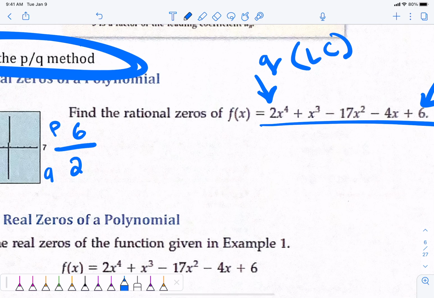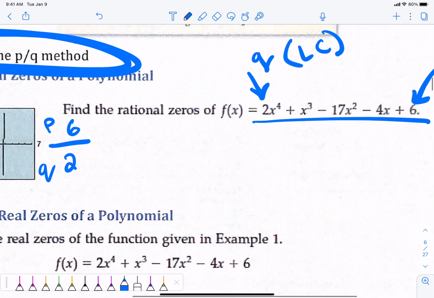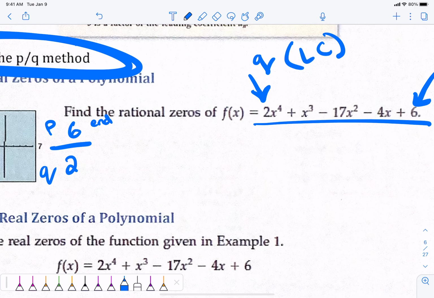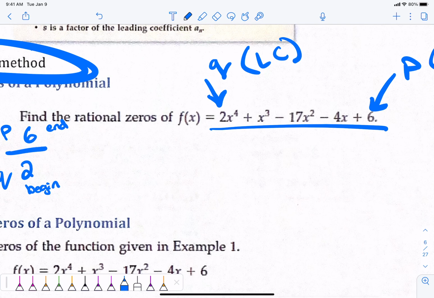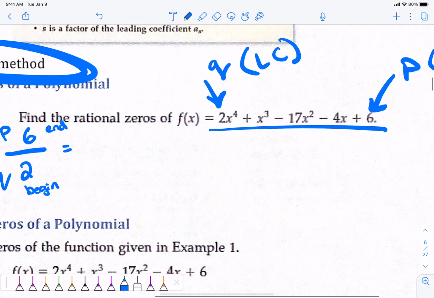P is this number, Q is this number. 6 and 2. It's the ending number over the beginning number, right? End over beginning. End over beginning. It's kind of like the y's over x's, right? End over beginning. It's weird, okay? 6 over 2. Now, here is what we do for the P over Q method. Are you ready? Okay, this is very hard for me to explain to you, okay? All right. Here we go.